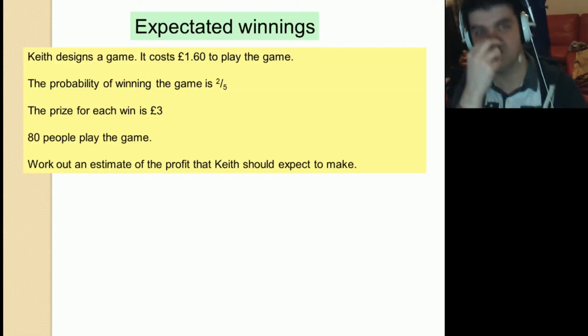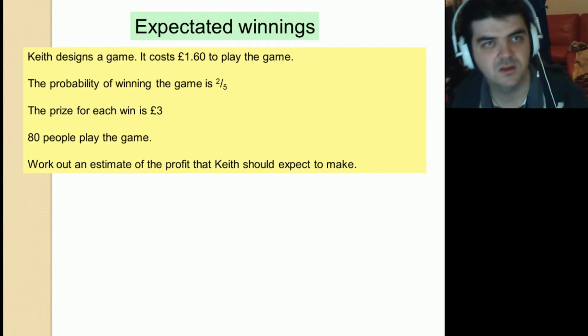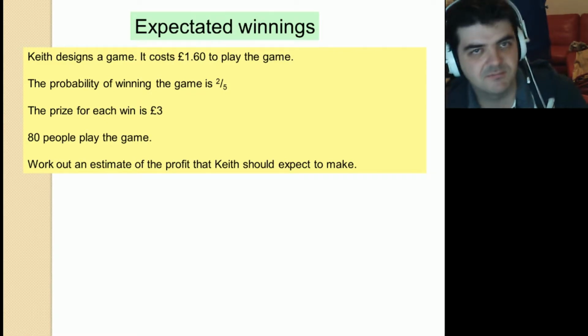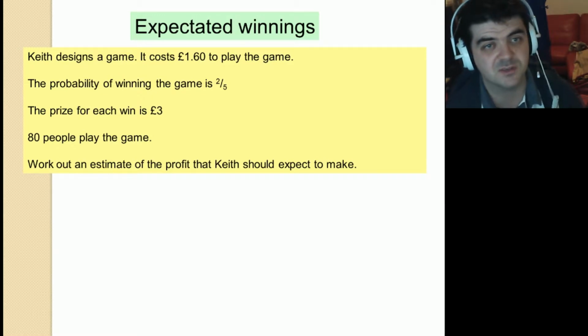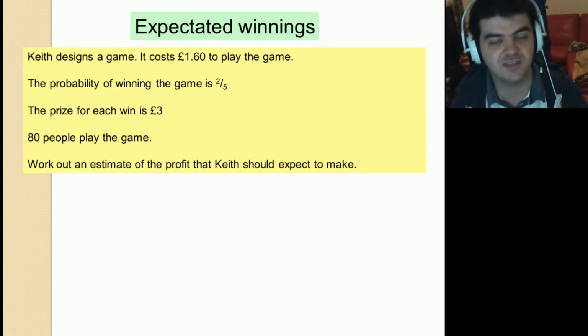Expected winnings. Similar idea. Keith designs a game. It costs £160 to play the game. The probability of winning the game is 2/5, and the prize for each win is £3. 80 people play the game. Work out an estimate of the profit that Keith should expect to make.